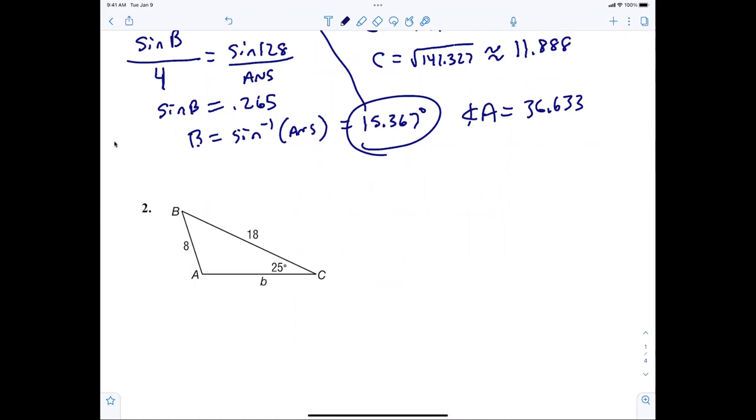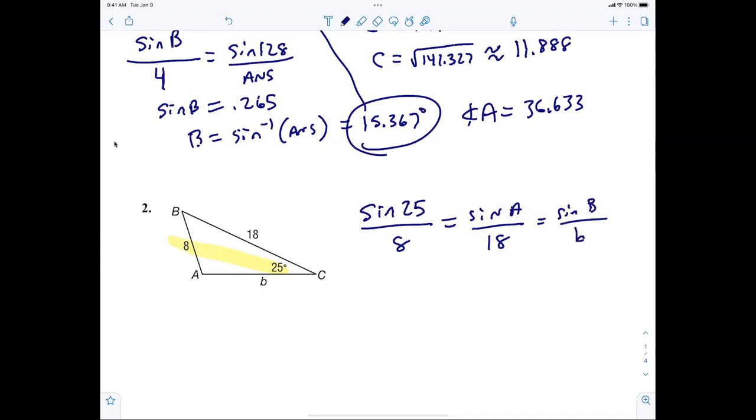All right, now on question number 2. What is this? Law of sines. You have to know the difference. How do I know it's law of sines? Because this is given. All right, so let's set this up real quick. Sine of 25 over 8 equals sine of A over 18, equals sine of B over B. Right now, cross multiply, divide, inverse sine.